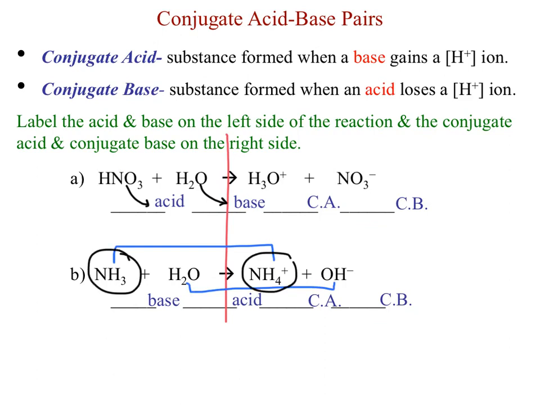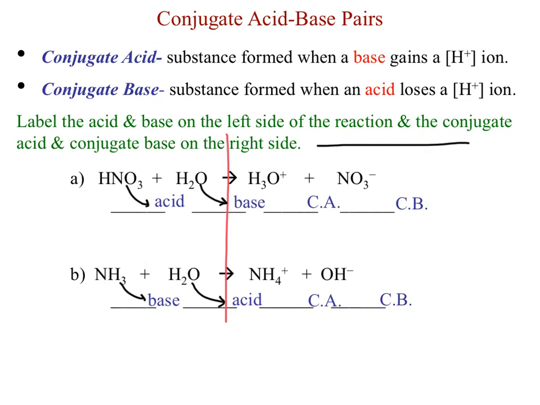Ammonia becomes the ammonium ion. It has gained a hydrogen, and thus it's a base. Water has turned into the hydroxide ion. It has lost a hydrogen ion, and thus it is considered an acid. Now, in order to identify the conjugates, we're going to actually look at this reaction in the reverse direction.